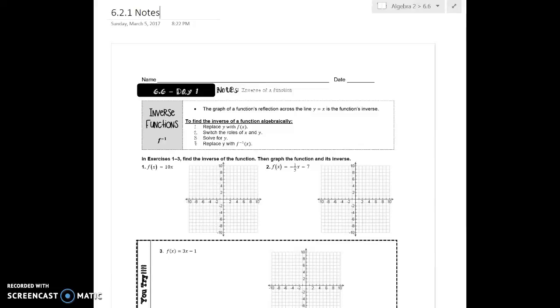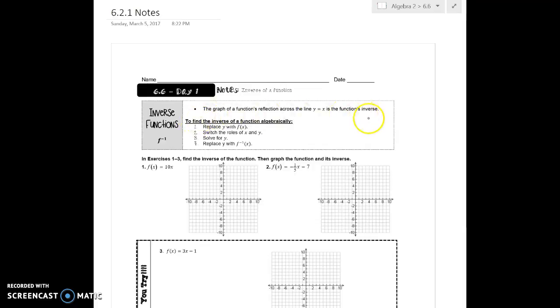Okay, today's notes are over inverse functions. An inverse function is written like this, f to the negative 1. The inverse of a function is the function's reflection over the line y equals x, which is set over here.